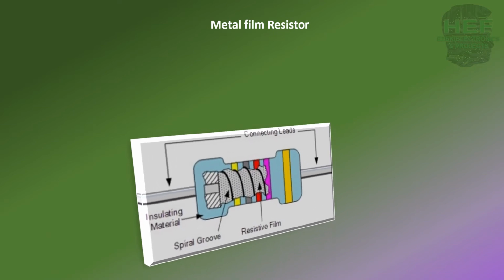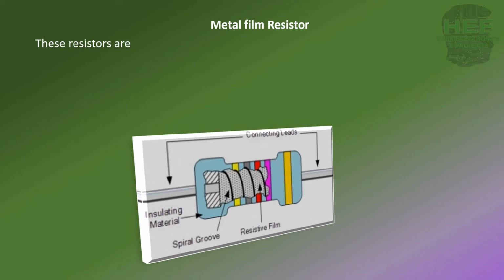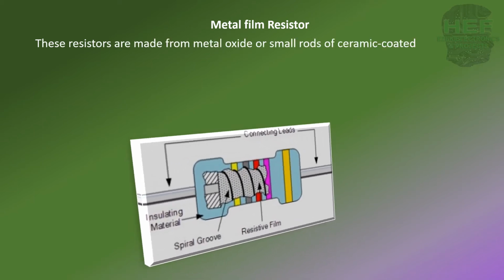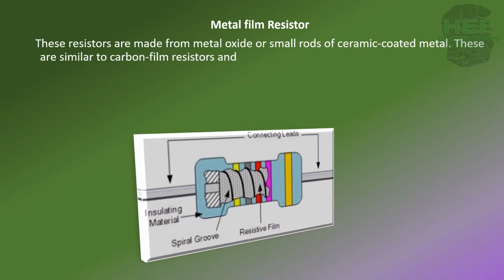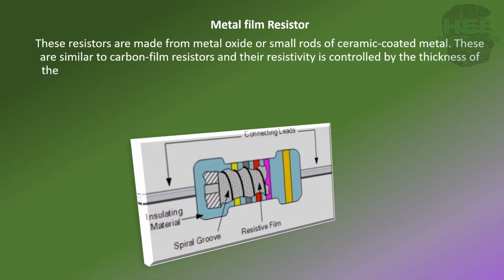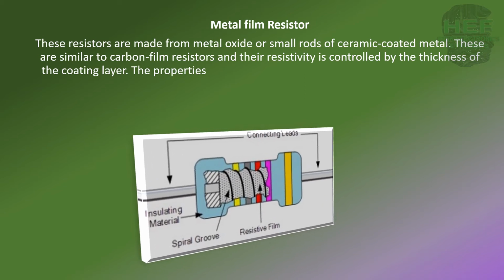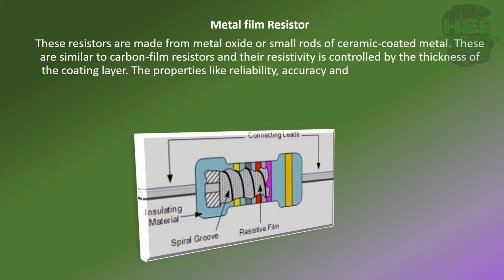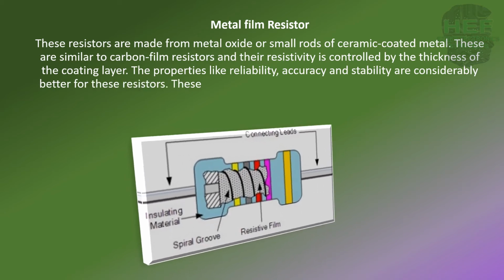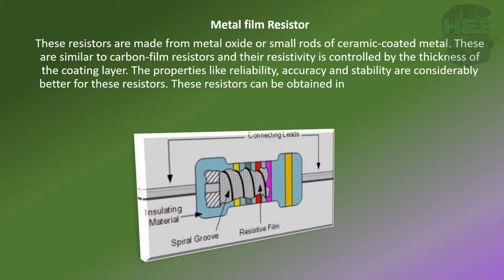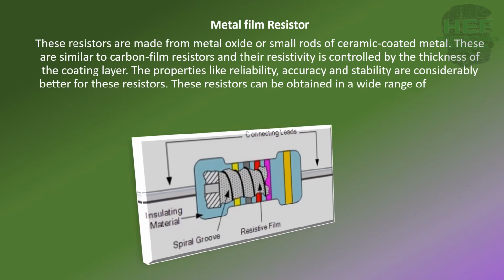Metal film resistor. These resistors are made from metal oxide, or small rods of ceramic-coated metal. These are similar to carbon film resistors, and their resistivity is controlled by the thickness of the coating layer. Properties like reliability, accuracy and stability are considerably better for these resistors. These resistors can be obtained in a wide range of resistance values from a few ohms to millions of ohms.